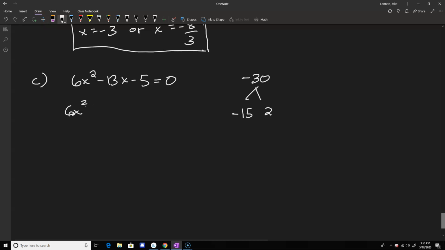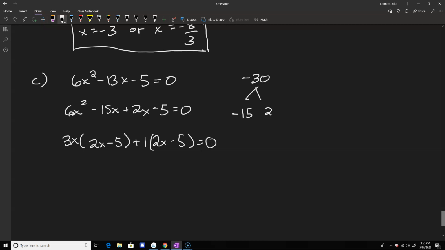Sometimes if you're going too quickly, you might get a sign incorrect like that. So then we split the middle term. So 6x squared minus 15x plus 2x minus 5 equals 0. So the first group we can take out a 3x, and we're left with 2x minus 5. And then we already have 2x minus 5, so in that case you can always take out a +1. A lot of times you may want to either take out a +1 or -1, just depending on how the signs are left with the resulting two terms, if it's either perfectly matching or almost matching.